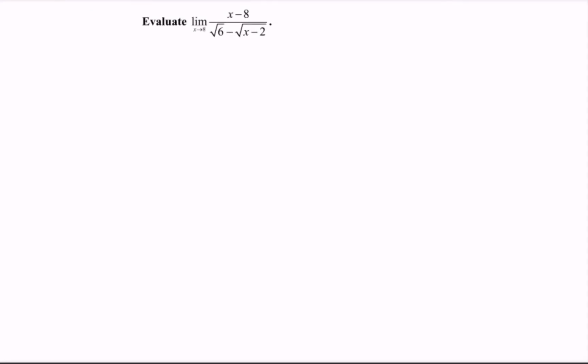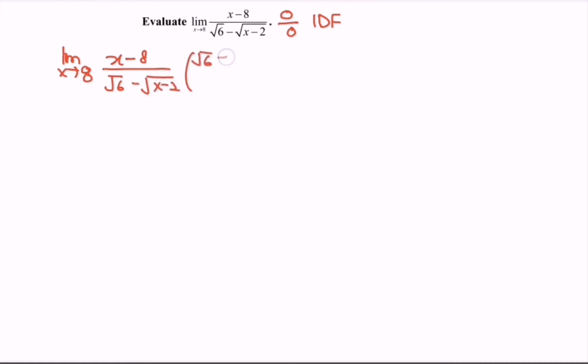Next, we have the second part. If we substitute, we will obtain 0 over 0, which is the indeterminate form. Next, my suggestion would be multiply by the conjugate. So limit when x approaching 8, x minus 8 over the square root of 6 minus square root of x minus 2. Multiply by the conjugate, square root of 6 plus the square root of x minus 2.